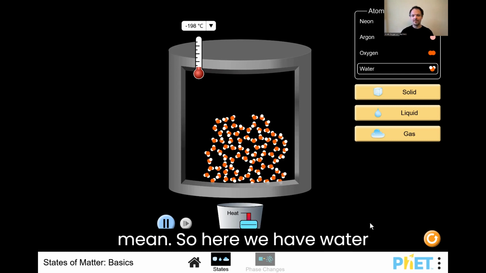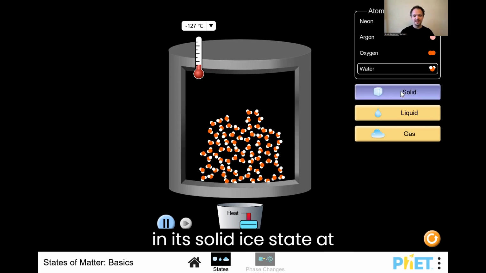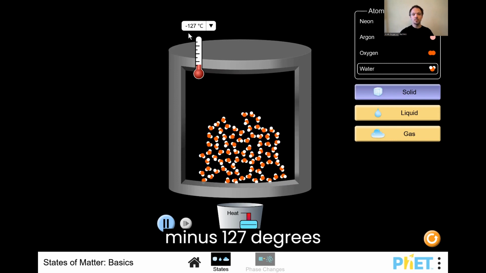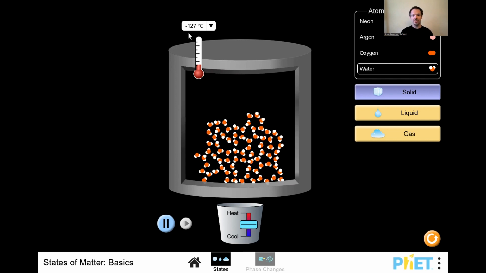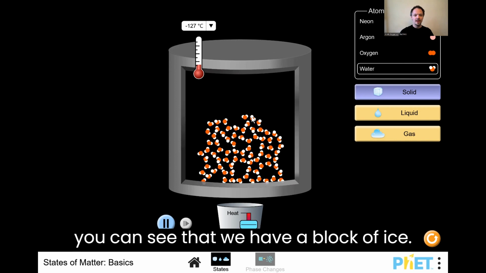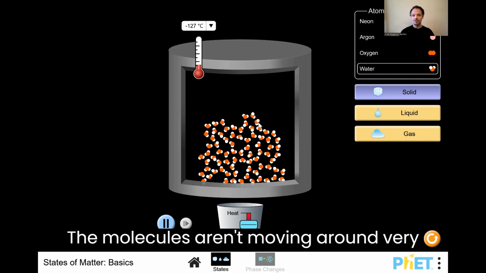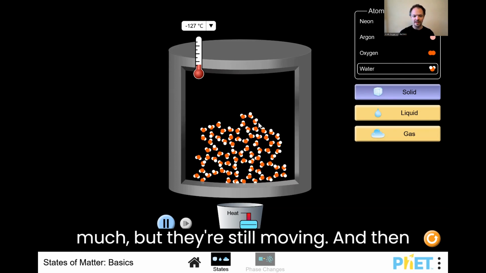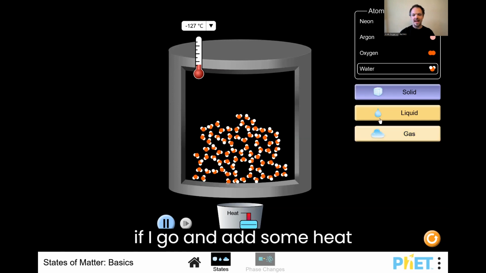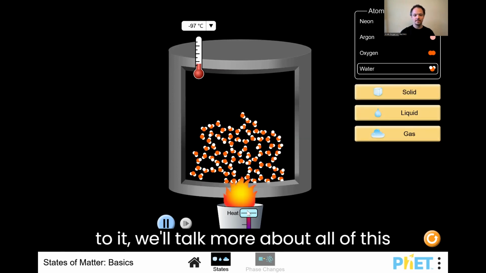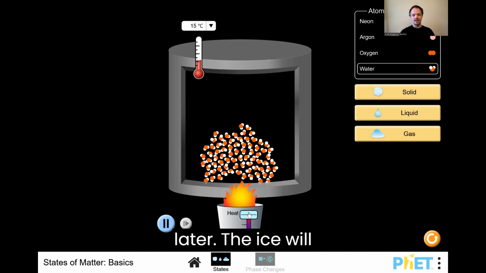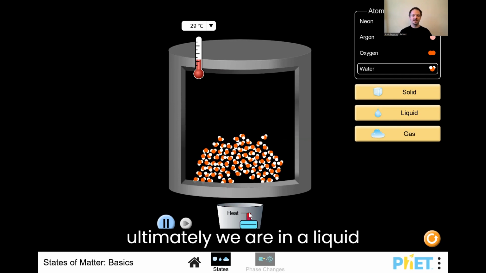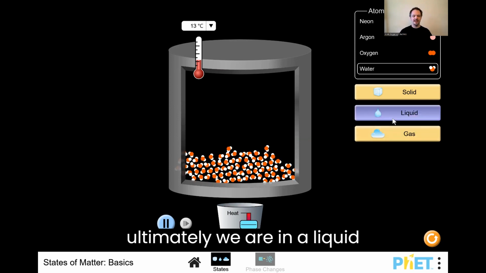So here we have water in its solid ice state at minus 127 degrees Celsius. So that's 127 degrees Celsius below its freezing point. And you can see that we have a block of ice. The molecules aren't moving around very much, but they're still moving. And then if I add some heat to it, we'll talk more about all of this later, the ice will melt until ultimately we are in a liquid state.